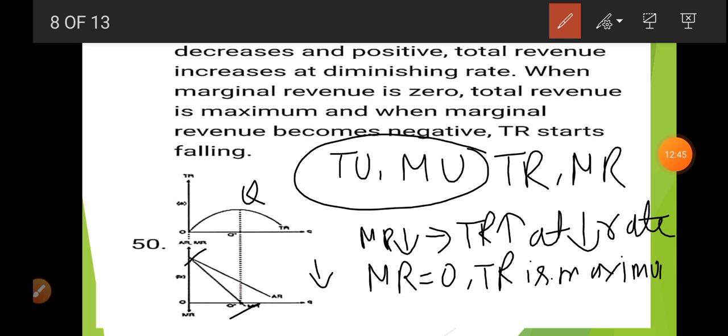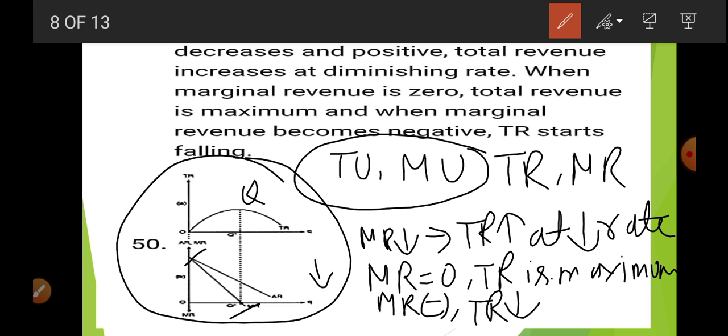Now, after that, when MR becomes negative, at that time TR starts to fall. So that we had seen in this diagram. From this point to this point, MR is falling, so here TR increases at a diminishing rate. At point Q, TR is maximum, and after that TR starts to decrease. Here it is 0, and after that it becomes negative. So that is given here.